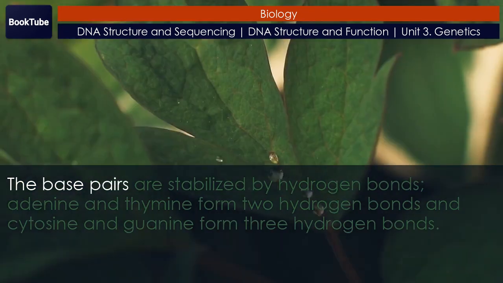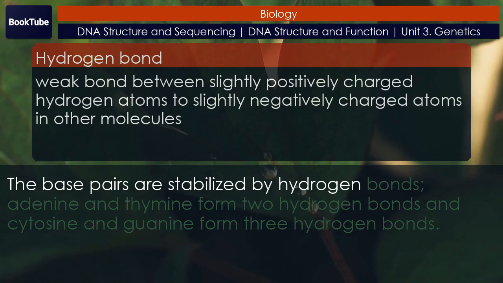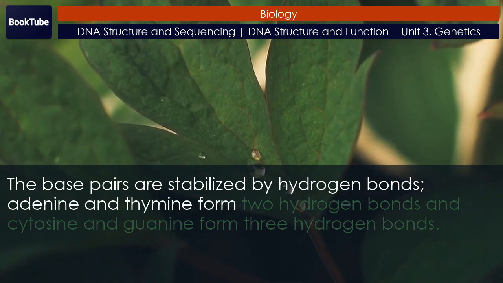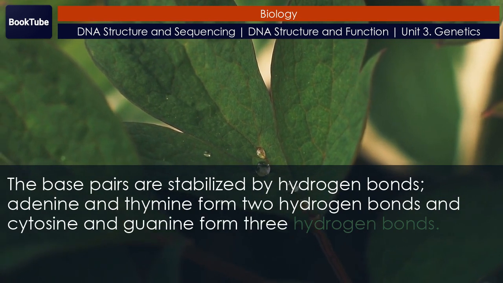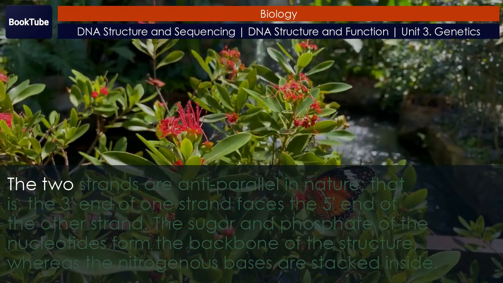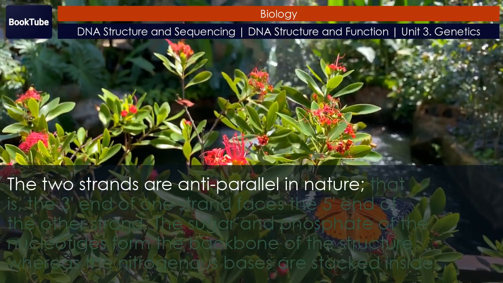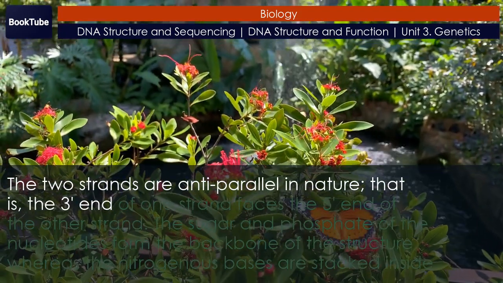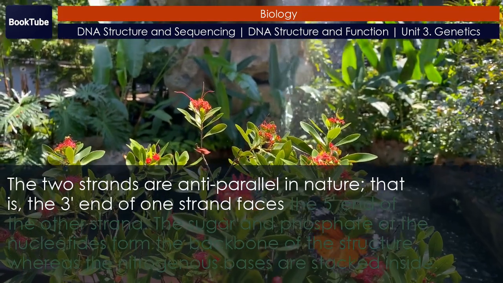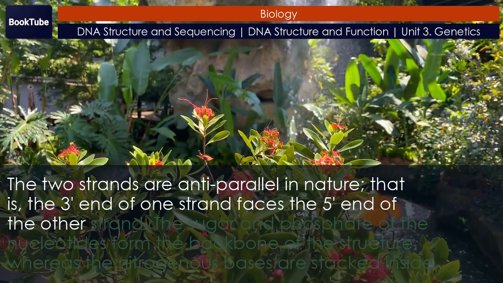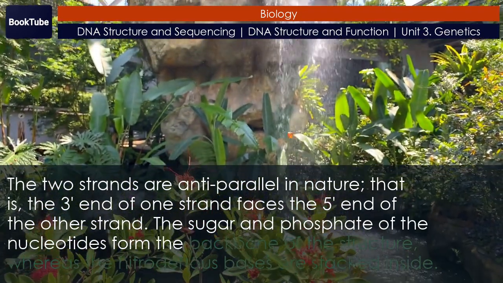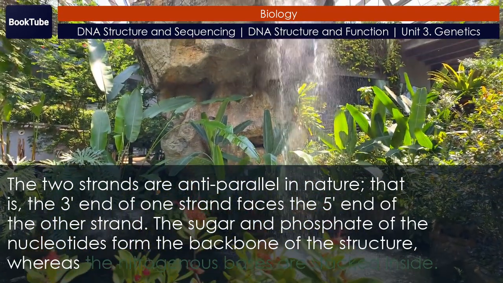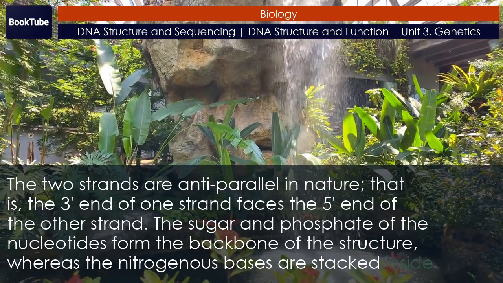The base pairs are stabilized by hydrogen bonds. Adenine and thymine form 2 hydrogen bonds and cytosine and guanine form 3 hydrogen bonds. The 2 strands are anti-parallel in nature. That is, the 3' end of one strand faces the 5' end of the other strand. The sugar and phosphate of the nucleotides form the backbone of the structure, whereas the nitrogenous bases are stacked inside.